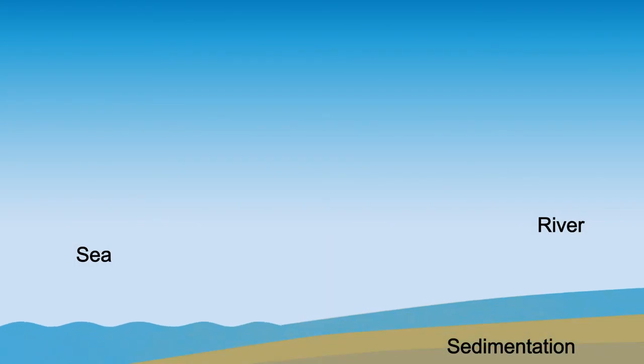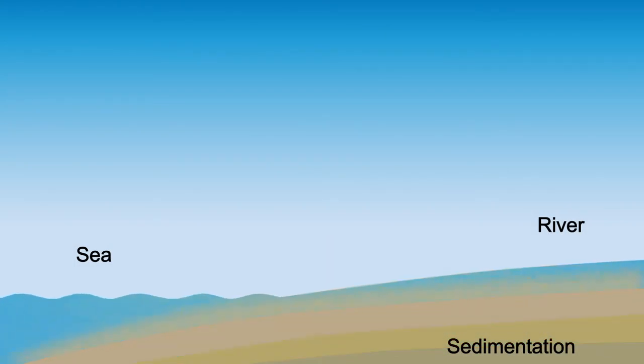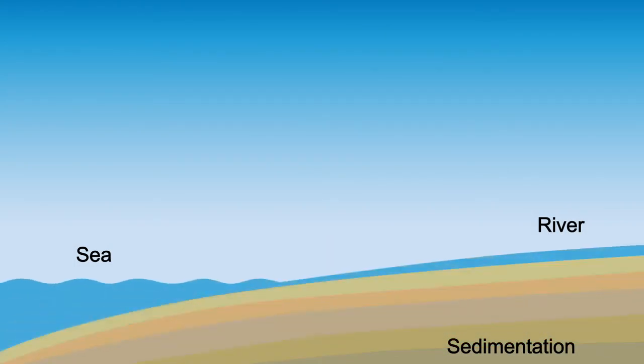Sedimentation is important for countries which are close to the sea, like the Netherlands. This country is made up of a huge layer of sediment that was eroded upstream. If this had not happened, the Netherlands would have been a lot lower, so that it would have been flooded by the sea.